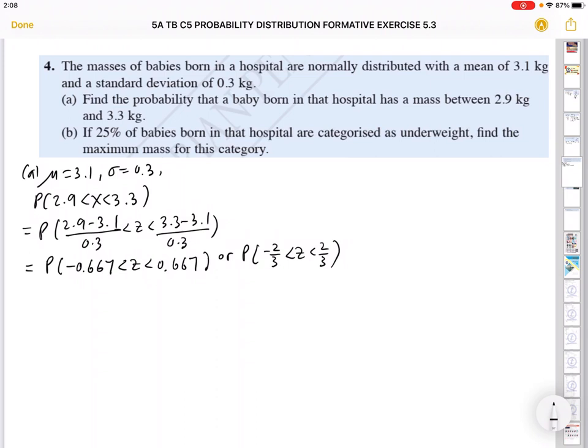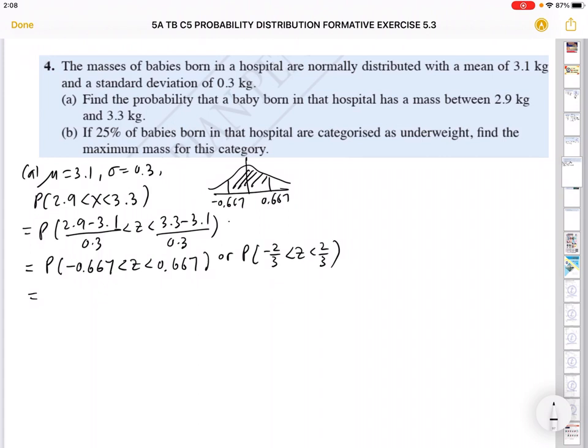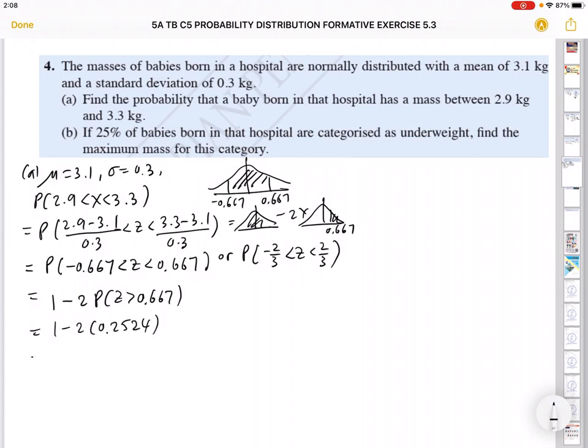So you can see this is in between, right? Let me use the one with decimals, 0.667, left and right. I think the shaded region should be in between. So I need to do 1 minus, the whole thing is 1, minus 2 times the value more than 0.667. So I can write 1 minus 2 P(z more than 0.667). And this will give us 0.2524, which will end up getting 0.4952.